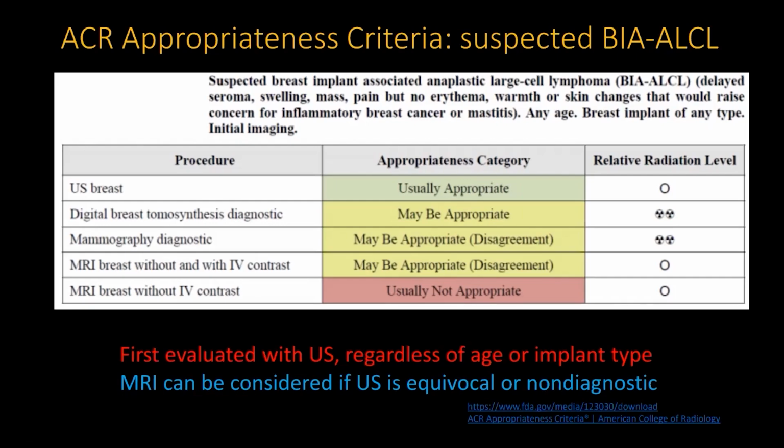If ultrasound is equivocal or non-diagnostic, you can perform the MRI because, like we just talked about, very often anaplastic large cell lymphoma presents as peri-implant fluid. When you detect that on the ultrasound, you will do the ultrasound-guided aspiration and send it for fluid diagnosis, right? If the results come back negative and you're still concerned about the lymphoma, then you can perform an MRI without contrast, because sometimes this lymphoma can present as a mass, which can be detected on the MRI without contrast.